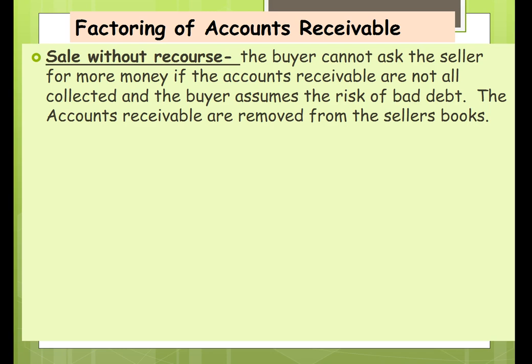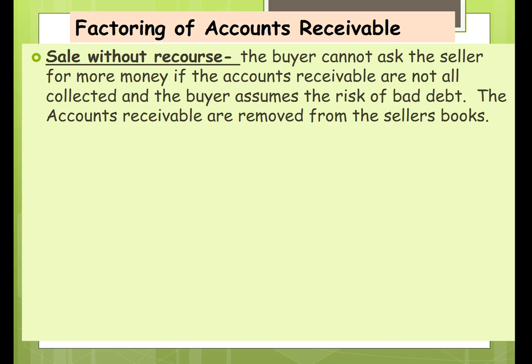First, we'll cover factoring. There are two ways that receivables can be factored. Factoring means that if a company needs cash right away, they will sell those accounts receivable to another company, and the other company will give them cash right away, but of course for a fee. So there are two ways that a company can do this if they want to sell their accounts receivable.